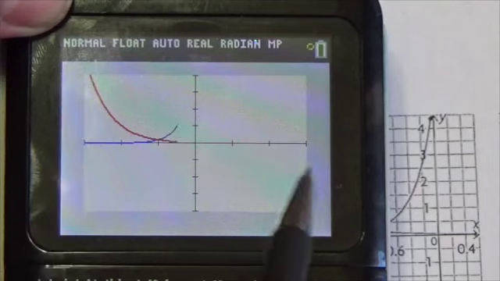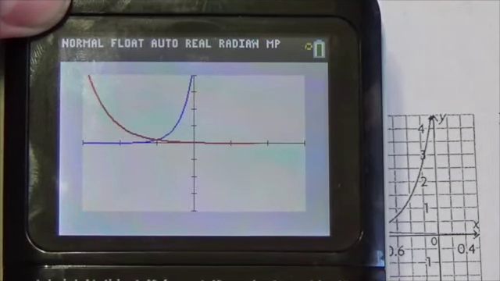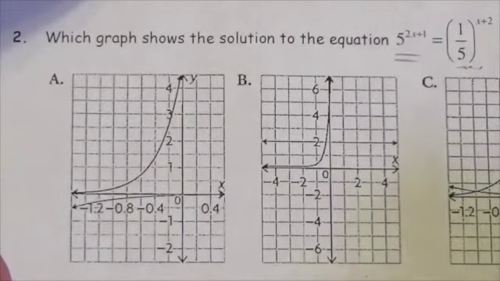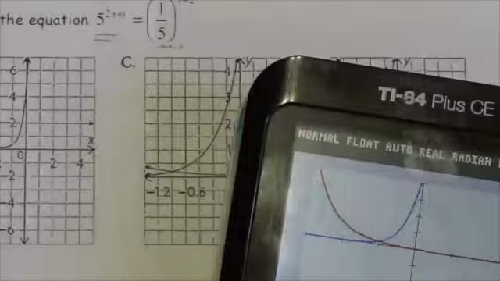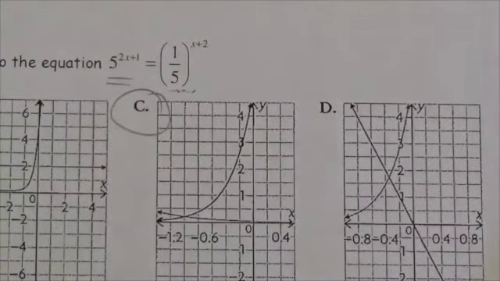Okay, so the one is dropping down, swooping, and they're matching right there. They're kind of swooping in opposite directions from each other. Okay, so which one of these graphs sort of looks like that? Oh, there it is. The answer is C.